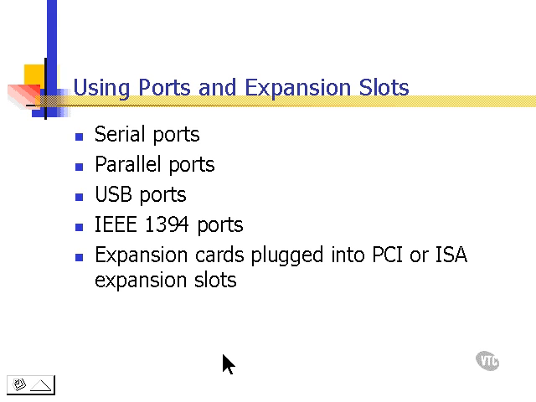As computer technology has advanced, so have our ports and expansion slots. We're going to talk about serial ports and parallel ports. Then we'll talk about some of the more modern ports like USB ports and IEEE 1394 ports, or FireWire ports. And then we'll talk about expansion cards, and in particular the PCI and ISA expansion slots.